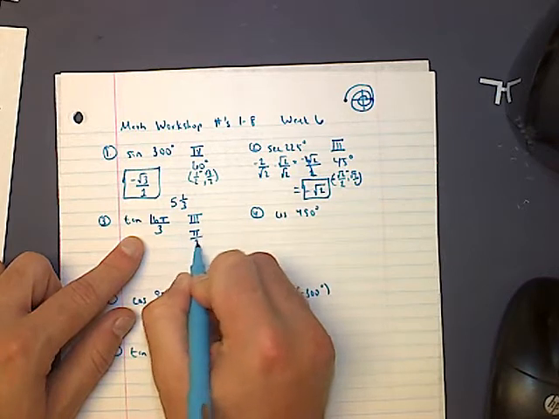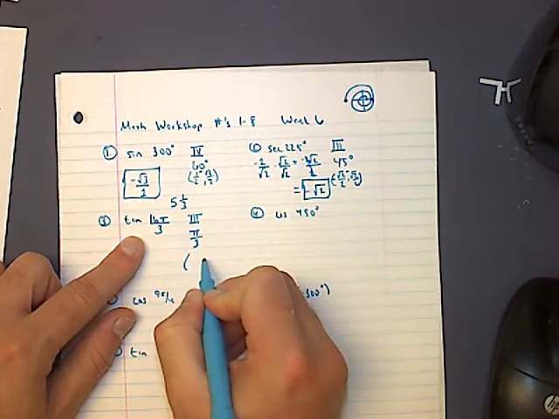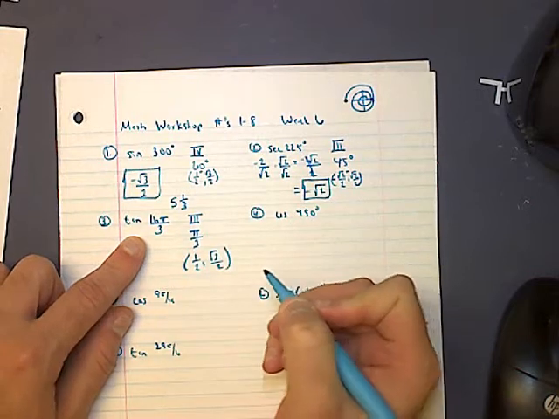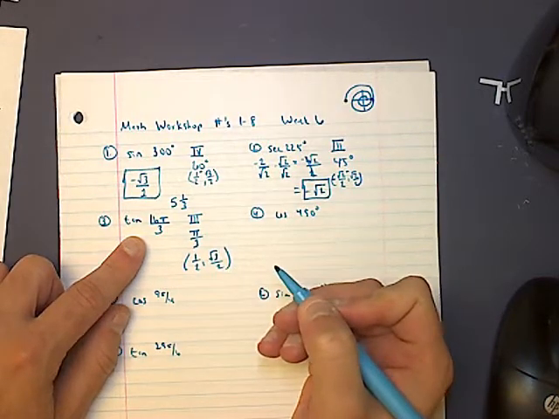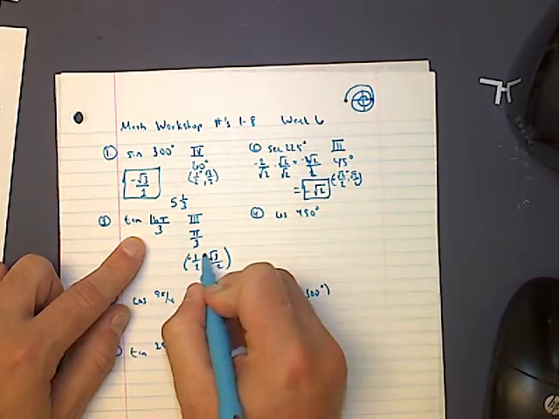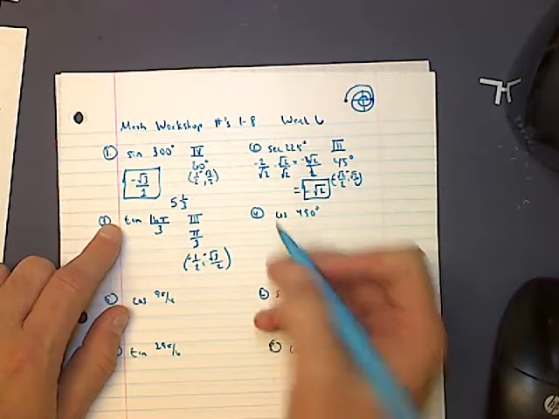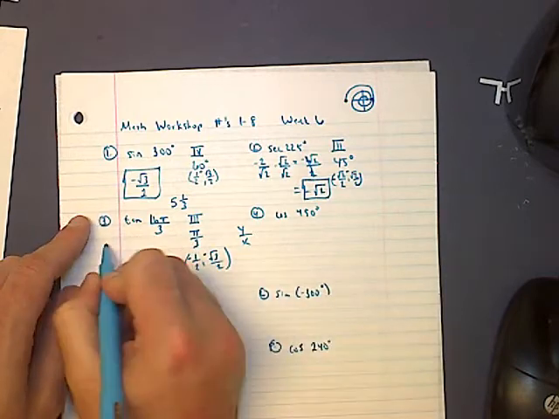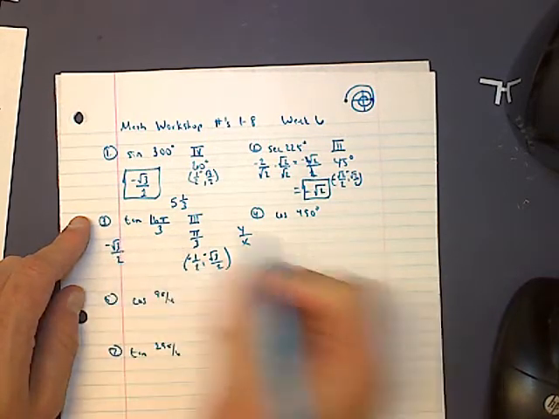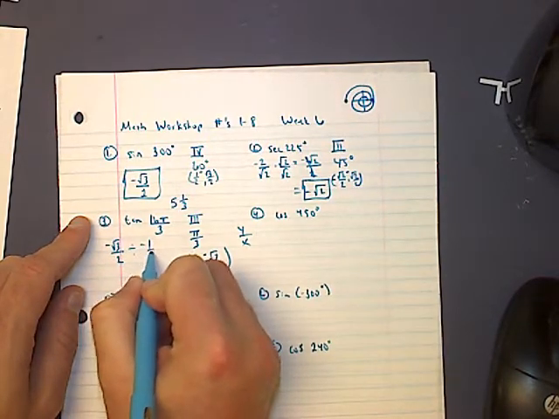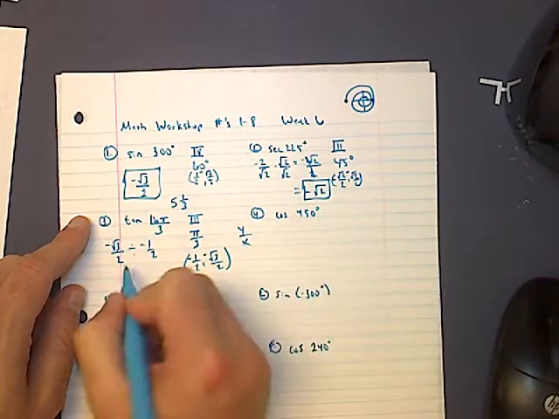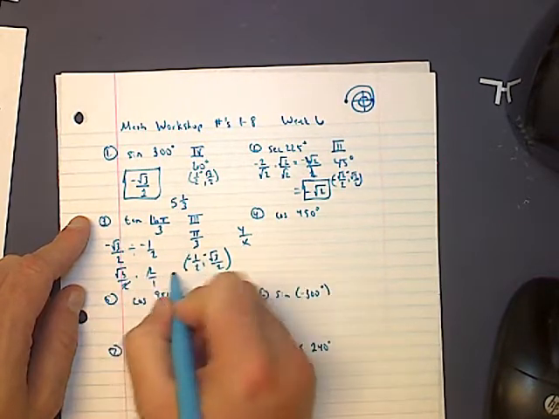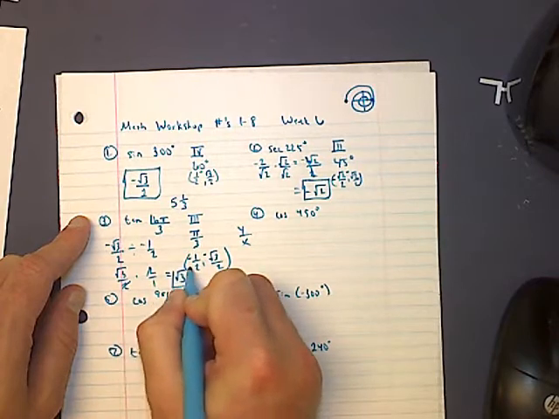Reference angle, pi over 3. The ordered pair associated with pi over 3 is 1/2, square root of 3 over 2. This is quadrant 3. They're both negative. You want the tangent. Tangent is defined as y divided by x. So I get negative square root of 3 over 2 divided by negative 1/2. You know negative divided by negative is going to be a positive. That gives me square root of 3.